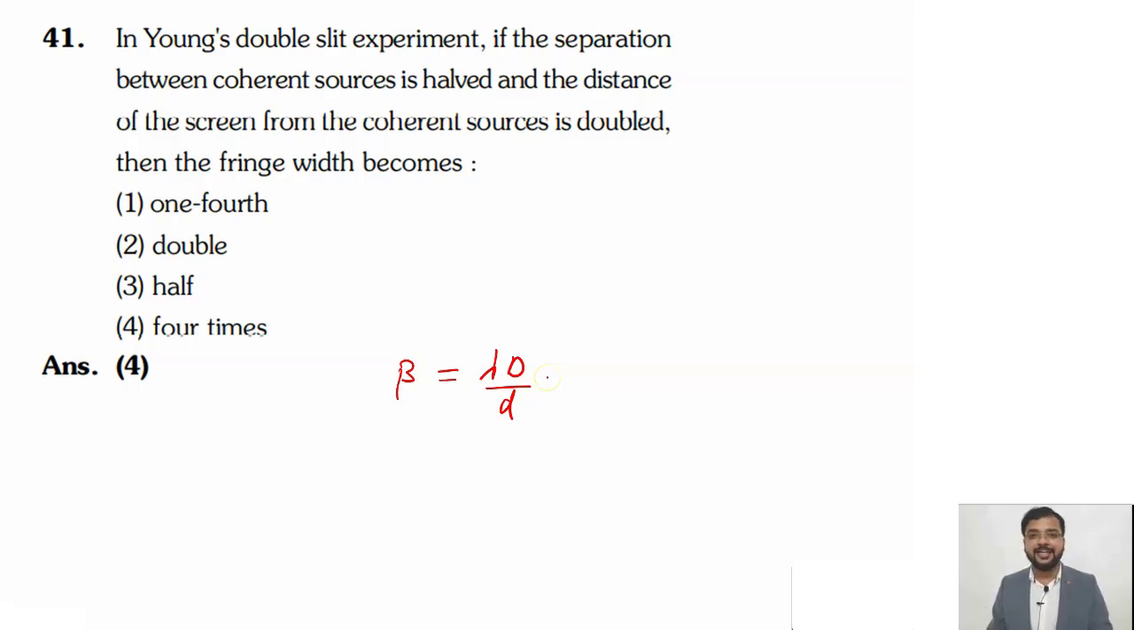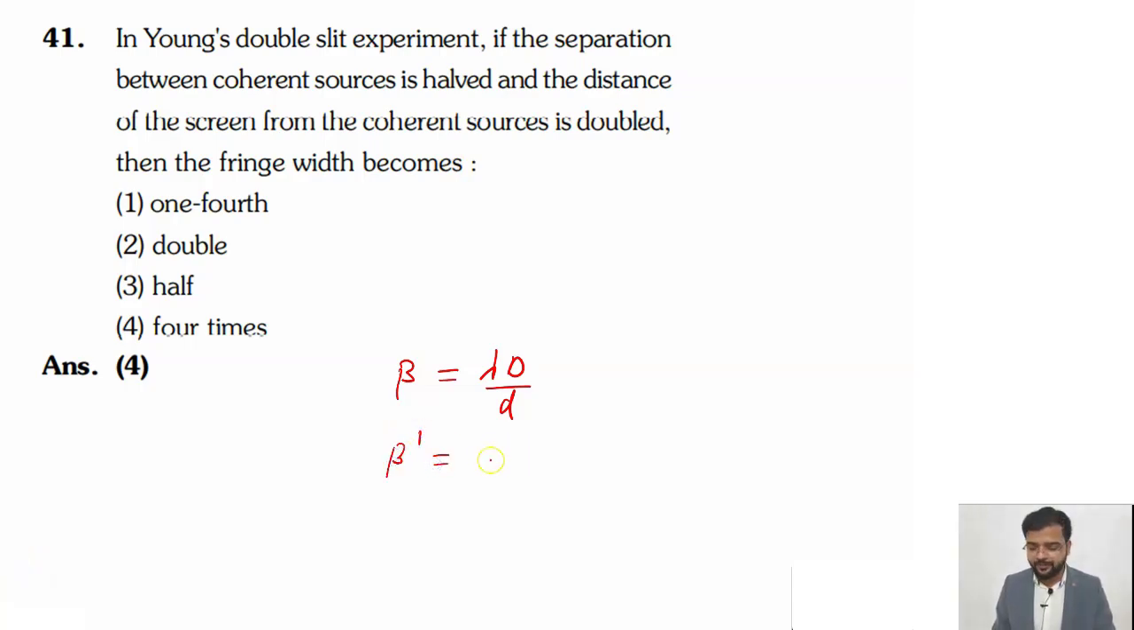Here capital D is the distance between the slits and the screen, and small d is the distance between the slits. So in this question, if the separation between the coherent sources is halved, it means small d is getting half, and the distance of the screen from the coherent sources is doubled, meaning capital D is doubled.